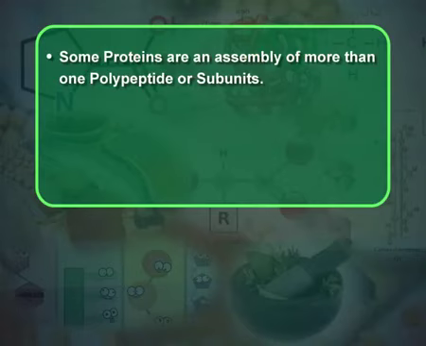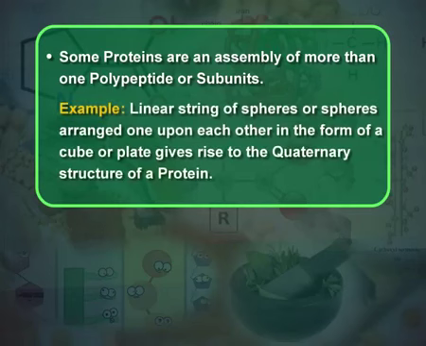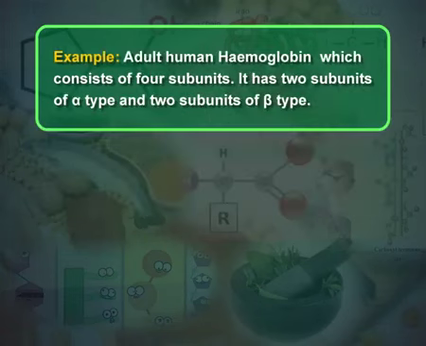Some proteins are an assembly of more than one polypeptide or subunits. For example, a linear string of spheres or spheres arranged one upon each other in the form of a cube or a plate gives rise to a quaternary structure of a protein. Example is adult human hemoglobin. Hemoglobin consists of 4 subunits. It has 2 alpha subunits and 2 beta subunits.